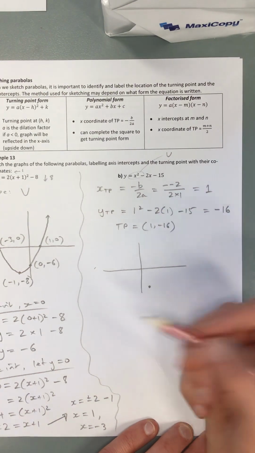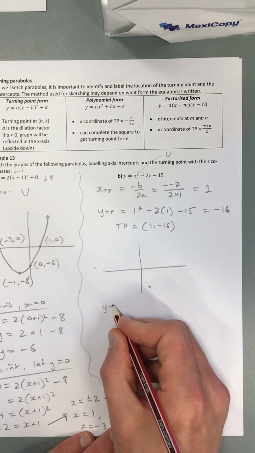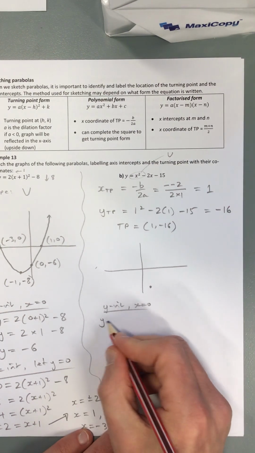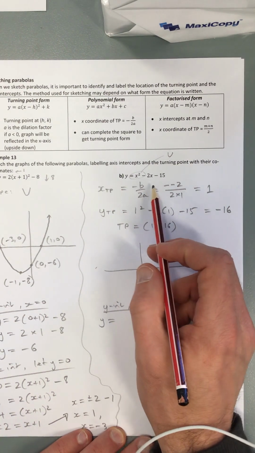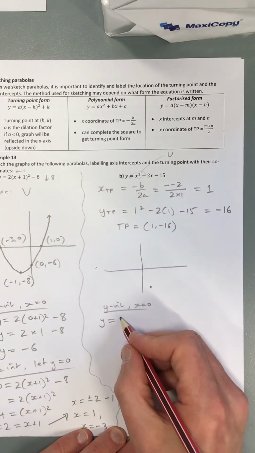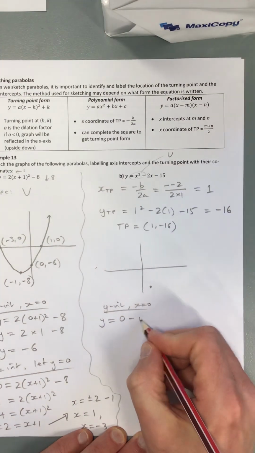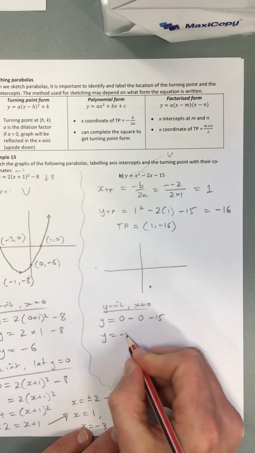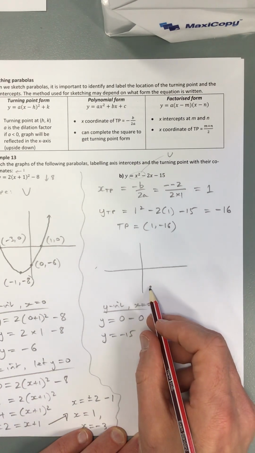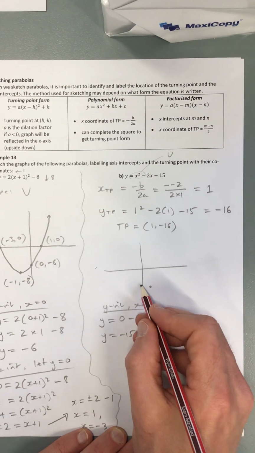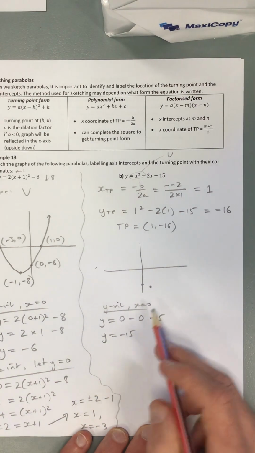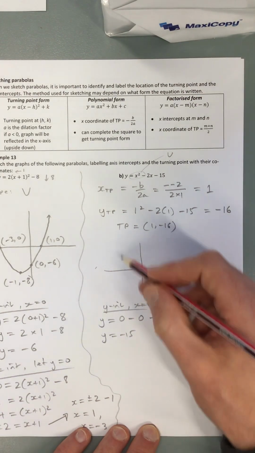So let's start by finding the y-intercept. Of course, we do that by letting x equal 0. And when it's in polynomial form, that's actually quite nice, because you're just going to get 0 take away 0, take away 15. It's just the constant at the end that will be the y-intercept. So you can see that the y-intercept is only just higher than the turning point. And then we've got to figure out where it is going to hit the x-axis.